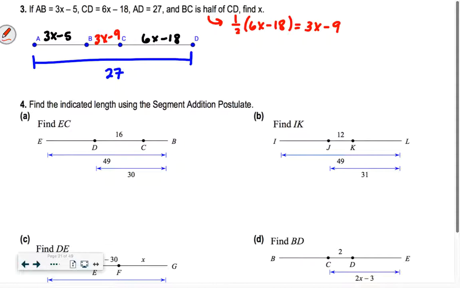So now we need to create an equation. Well, we can say, oh, segment AB added to segment BC added to segment CD has to be the total length of AD, right? So we're going to write that out. We're going to say 3x minus 5 added to 3x minus 9 added to 6x minus 18 has to equal the total length of 27.